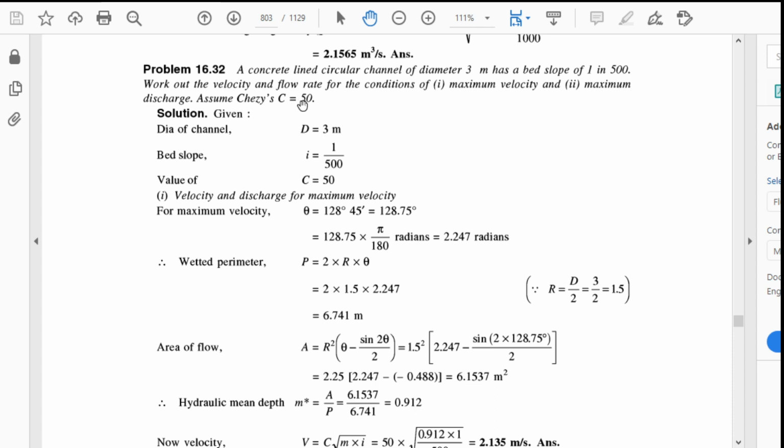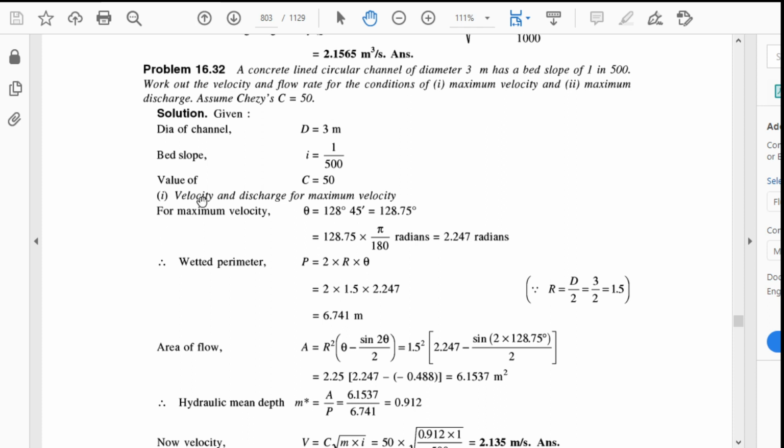Here they have asked us to find out the velocity and flow rate, that is, velocity and discharge for both conditions, maximum velocity and maximum discharge. They have given the diameter, the bed slope as 1 in 500, and the Chezy constant is also given as 50.